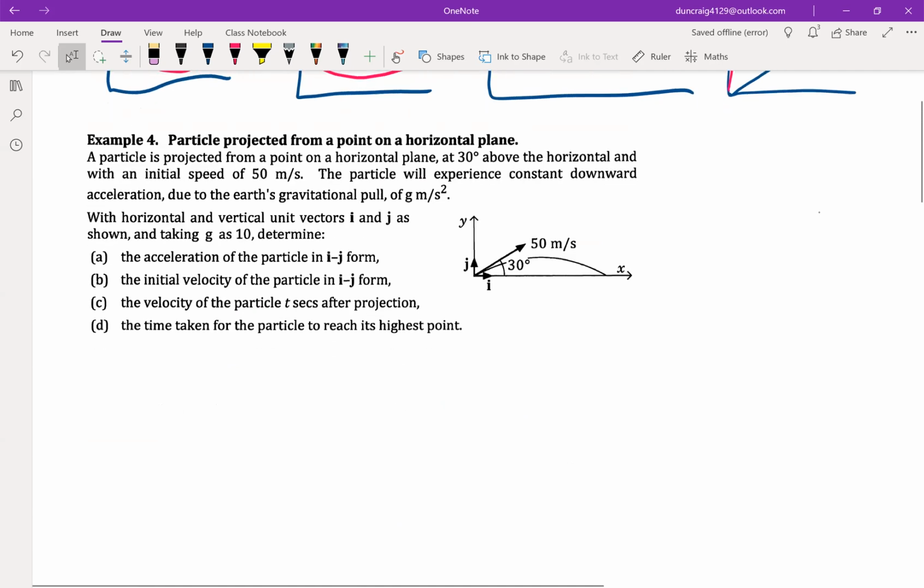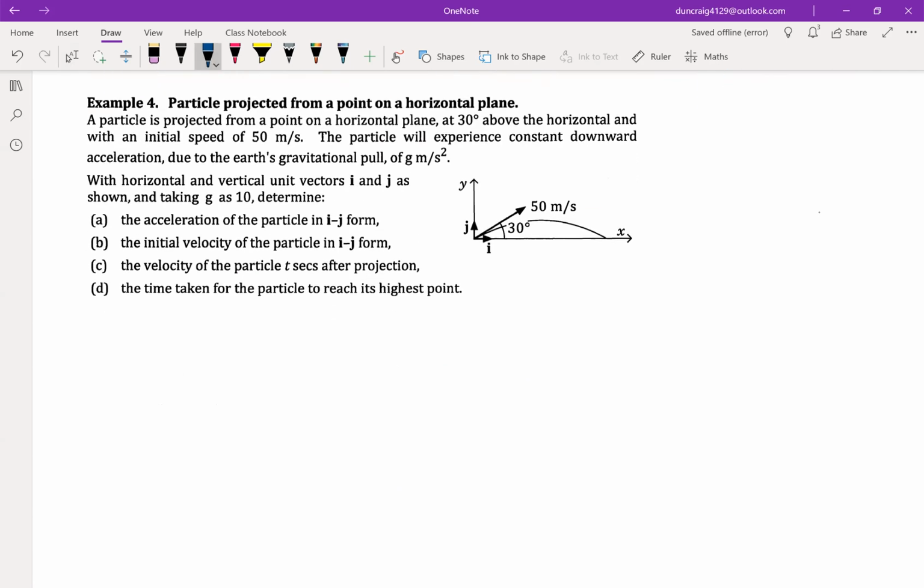So for this example, what we've got is projectile motion. A particle is projected from a point on a horizontal plane at 30 degrees above the horizontal with an initial speed of 50 meters per second. It experiences constant downward acceleration due to gravity, and we're going to assume that gravity is just 10 in the vertical direction. It wants us to first of all figure out the acceleration vector.